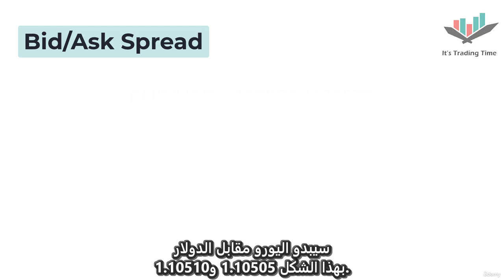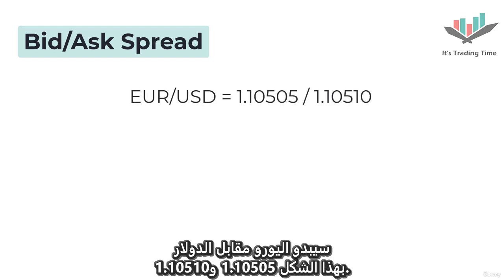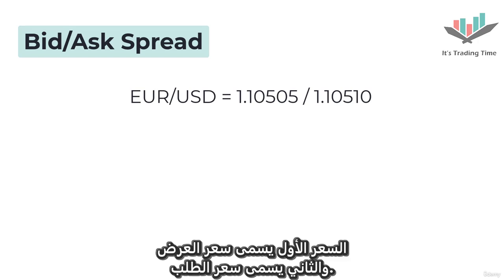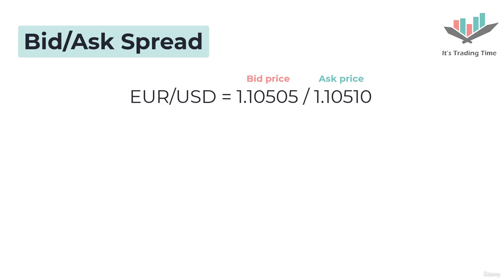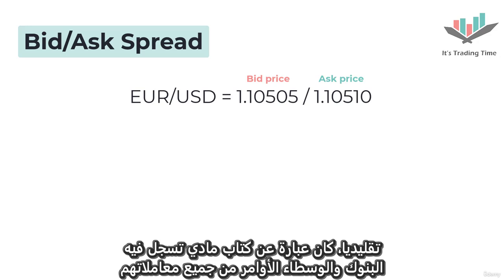Euro-dollar will look something like this, 1.10505 and 1.10510. The first price is called the bid price and the second is called the ask price. In order to understand why we have two prices, we need to introduce the order book. What is an order book?